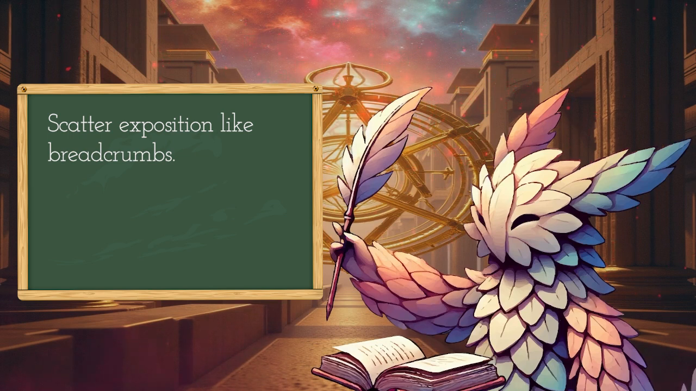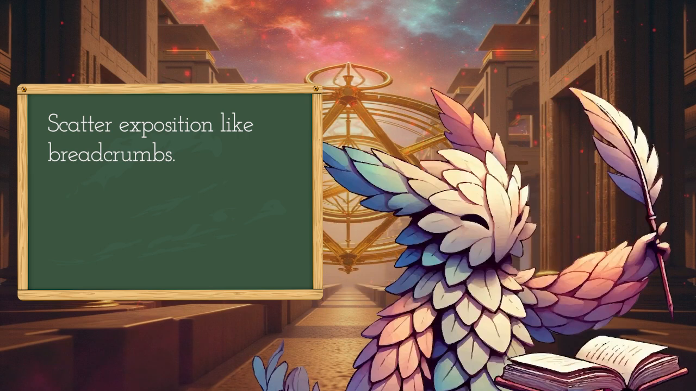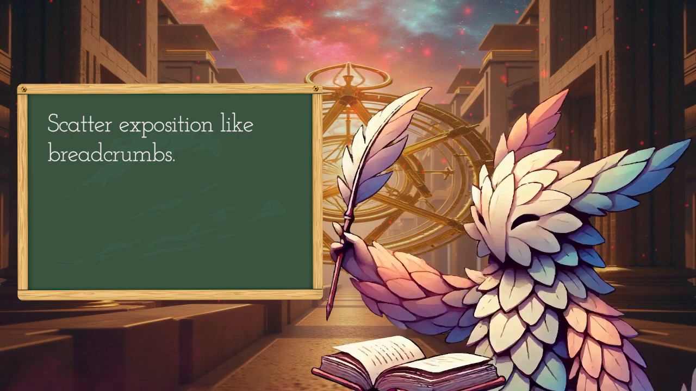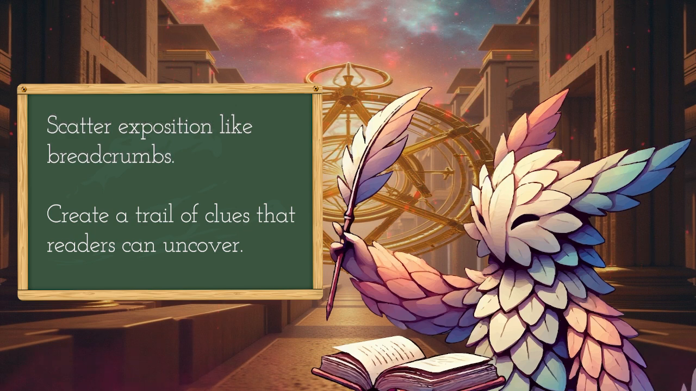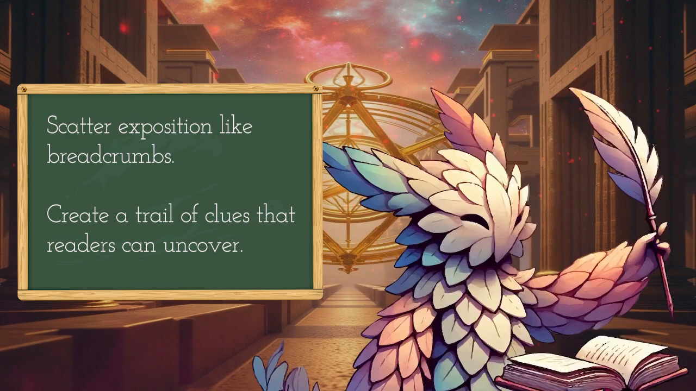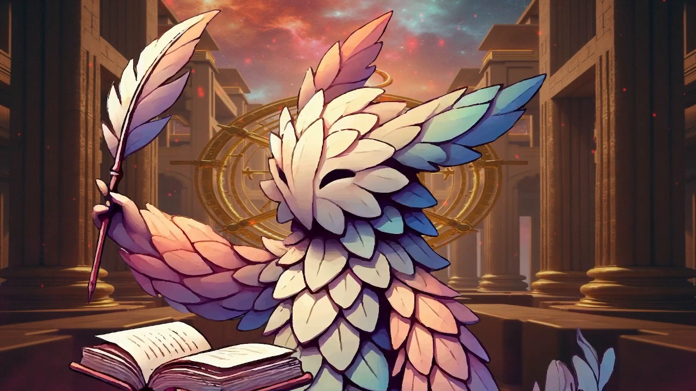The best stories don't lay all their cards on the table at once. Instead, they reveal information gradually, like scattering breadcrumbs for readers to follow. Think of your story as a mosaic. Each piece of exposition is a tile contributing to the bigger picture. By carefully placing each piece, you create a scene of intrigue and mystery that keeps readers eager to uncover what comes next.